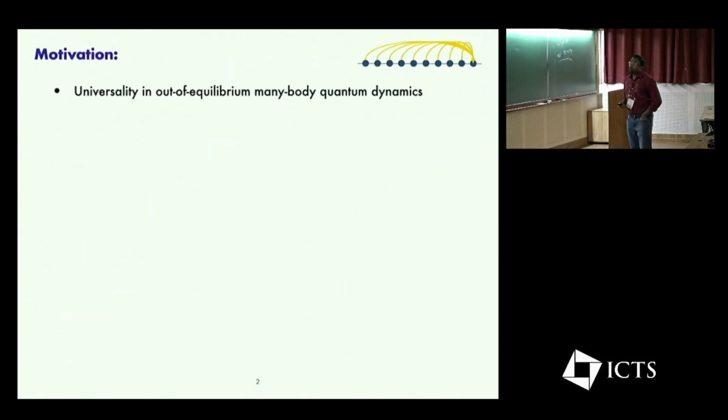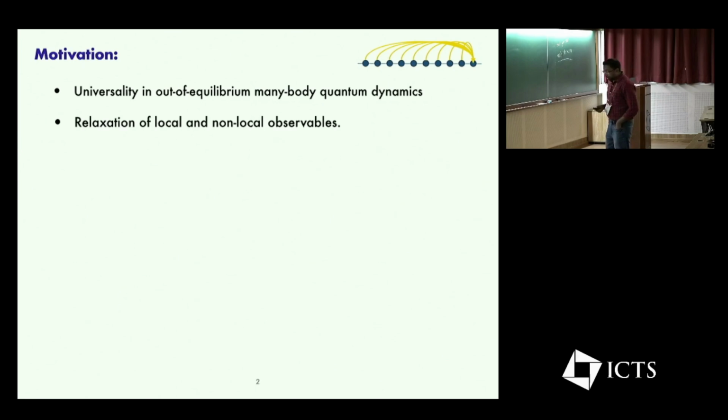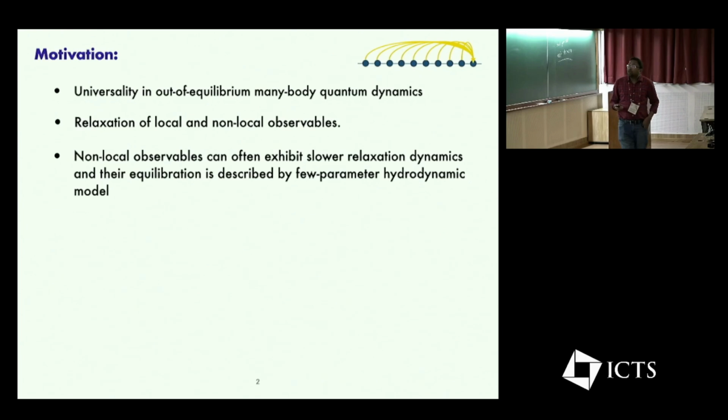The motivation of this work was to try to understand certain universality in out-of-equilibrium many-body quantum systems, and in particular looking at relaxation of observables, either local or non-local. But primarily, I'm going to talk about how non-local observables relax. Often it is said that non-local observables exhibit slower relaxation dynamics compared to local observables, and their equilibration is described by few-parameter hydrodynamic models.